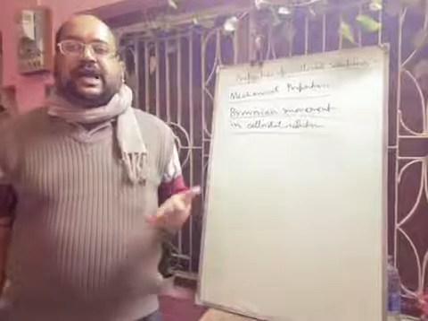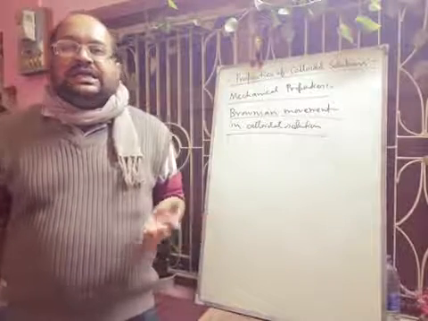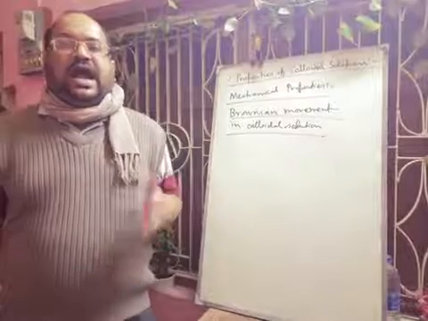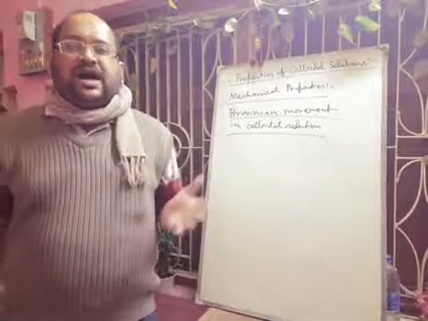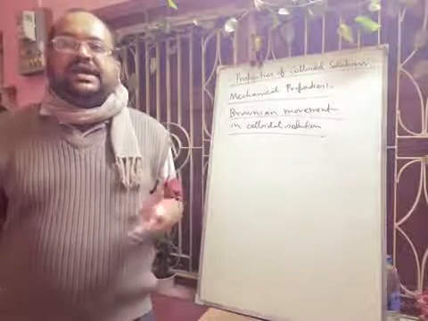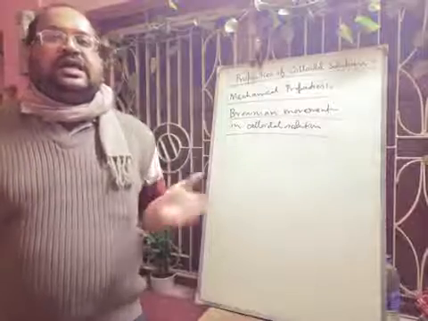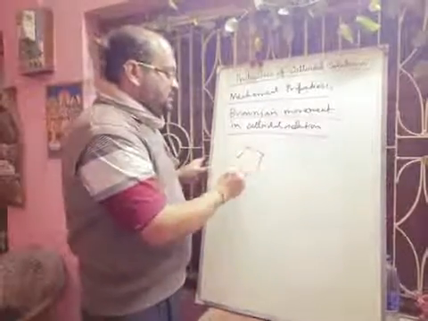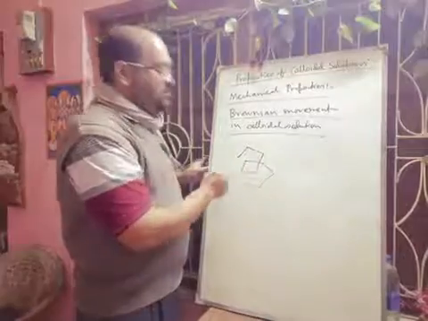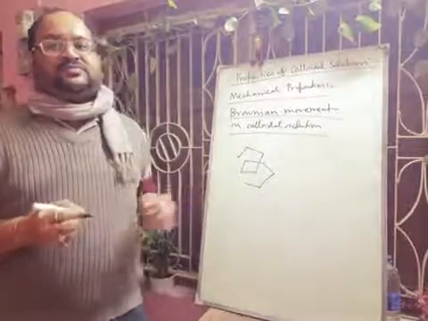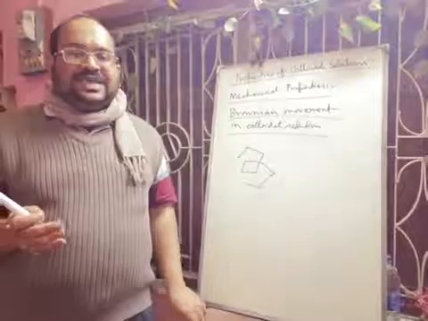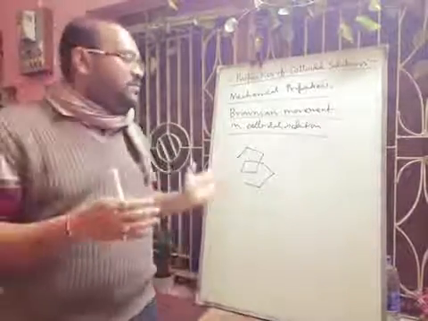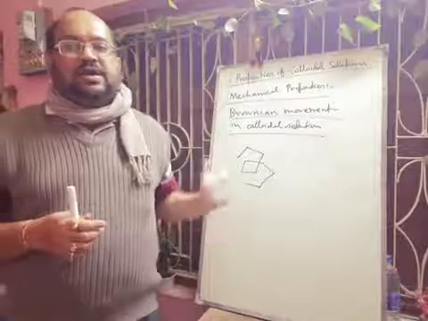Colloidal particles are in constant and rapid zigzag motion called Brownian movement, and the phenomenon was first observed by Sir Robert Brown in the year 1827. So the motion is like this. So this is called the Brownian movement. Suspension and true solution do not exhibit this type of Brownian movement of the colloidal particles.